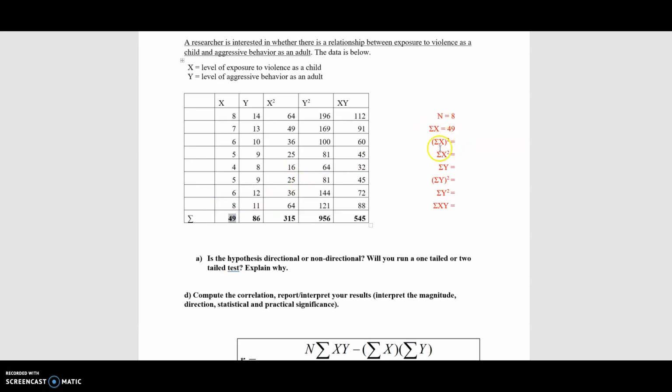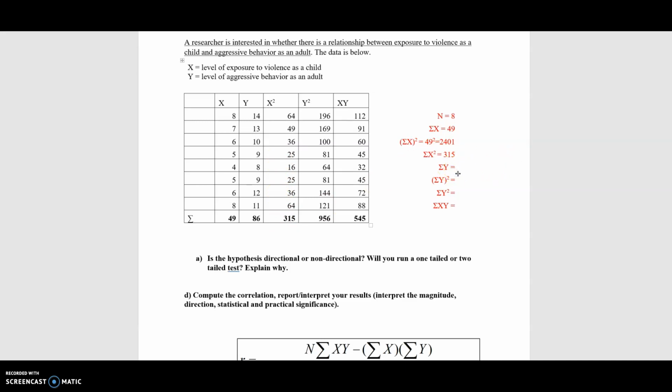The next one is telling us to sum x first and then square it. That's the same as saying 49 squared. So we'll do that next. So 49 squared gives us 2,401. Then we'll need the sum of our squared x's. So this is where you square them first and then add them up. It takes us to 315.